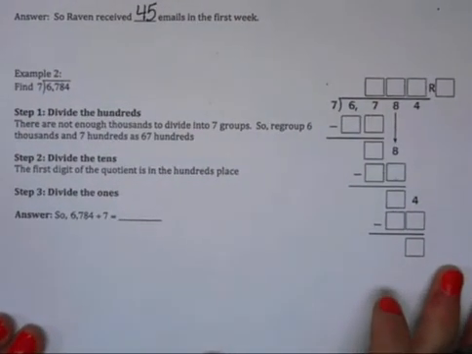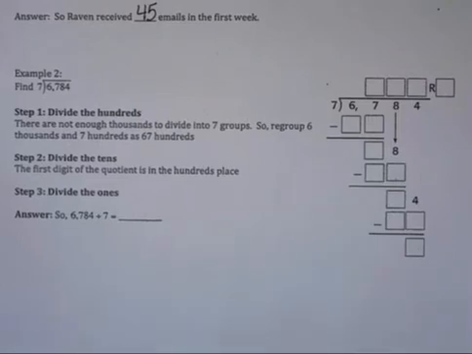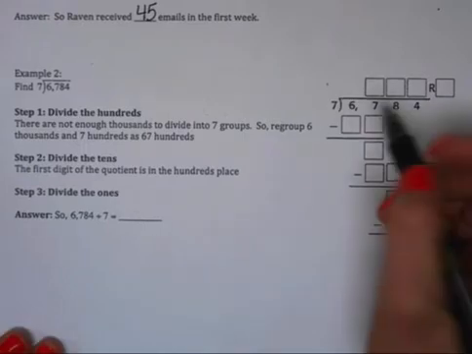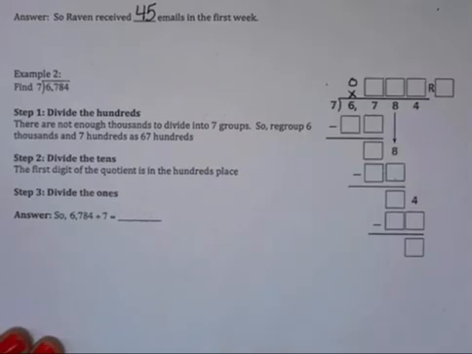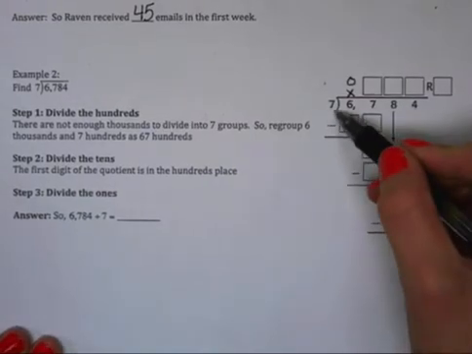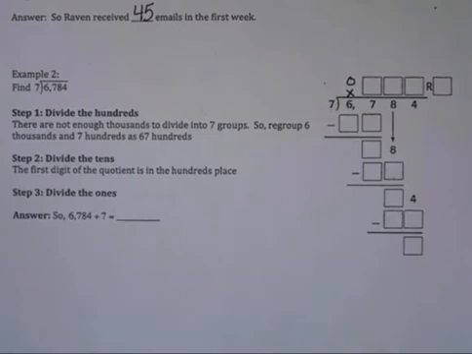Example 2 says to find 6,784 divided by 7. So step 1 is usually to divide the hundreds. Well, in this case, we have thousands, but there is not enough thousands to divide into 7 groups. So we regroup the 6,000s and 700s as 67 hundreds. So 7 does not go into 6. So once again, you can write that X or a 0. It's up to you. And we see how many times the 7 goes into 67.